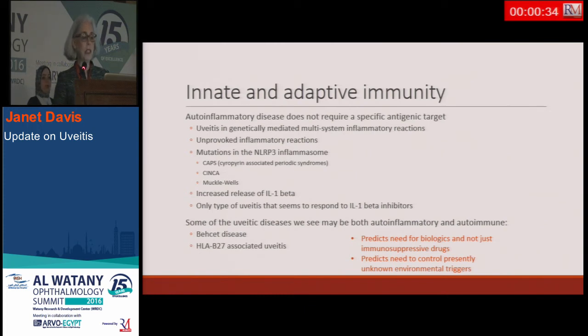And some of the uveitic diseases that we see may be both autoinflammatory and autoimmune, which is why we've had such a difficulty in actually controlling them and understanding them. These would be Behçet disease and HLA-B27 associated uveitis.